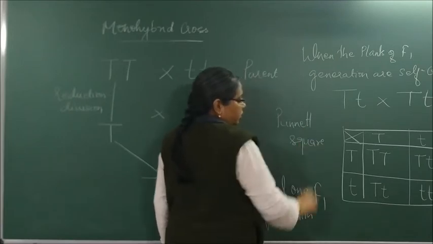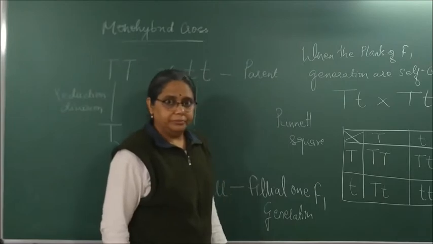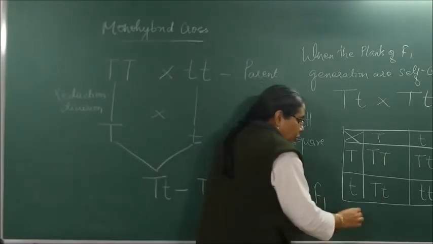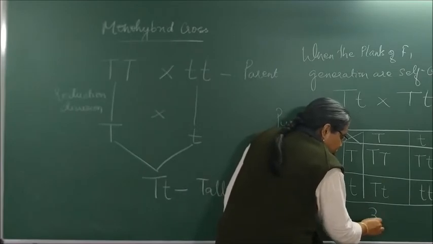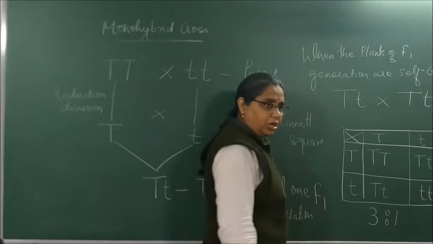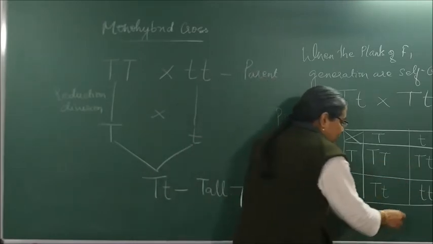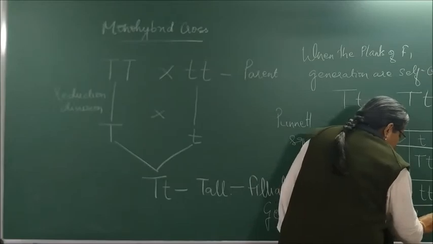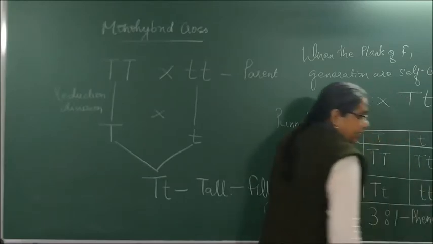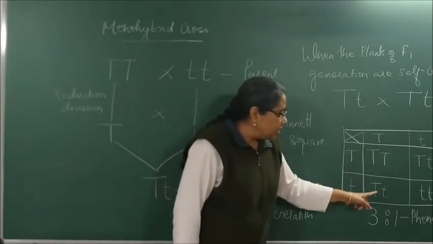So now you see, how many plants are tall from here? Which has got capital T? 3. So the monohybrid phenotypic ratio is 3:1. 1 plant is short, 3 plants are tall. Which ratio? I said phenotypic ratio. Phenotype is how it looks from outside. Outside, if I see, all 3 plants are tall.